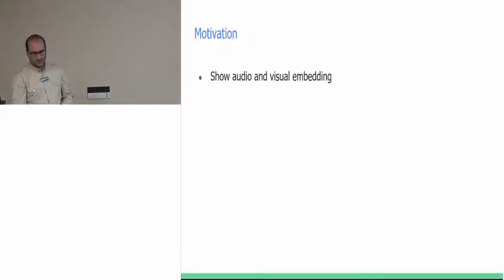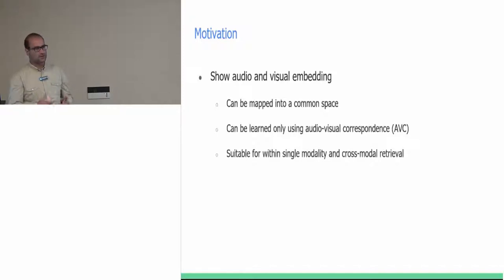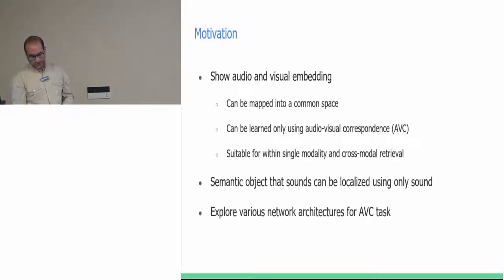So the motivation of this paper is showing that audio and visual embeddings can be mapped into a common space, and also these mappings can be learned using only audio-visual correspondence. These embeddings are suitable for single modality retrieval and cross-modal retrieval. Then semantic objects that sound can be localized with the same task but a different network design. And at the end, we will also explore various network architectures for the AVC task.